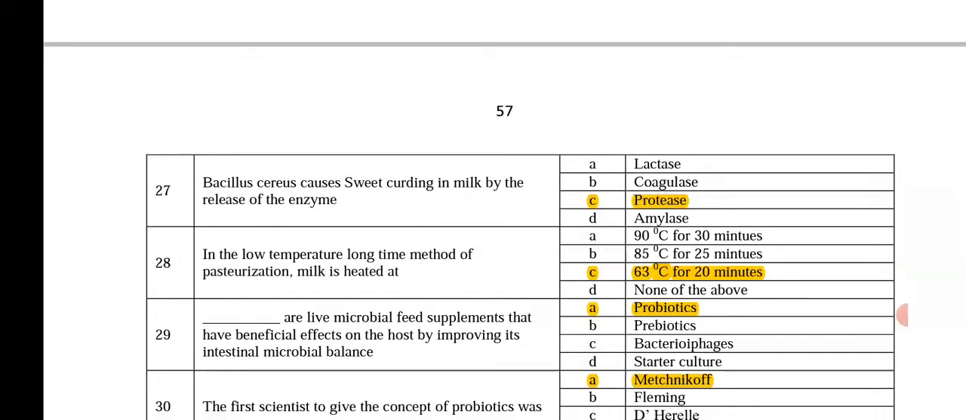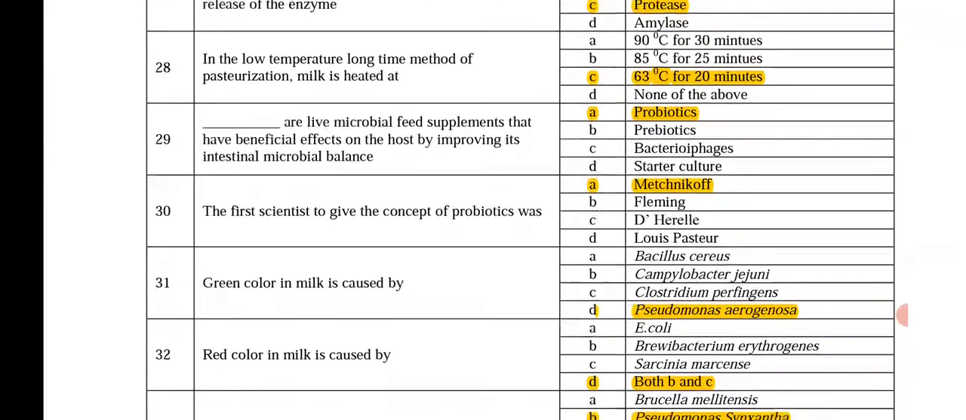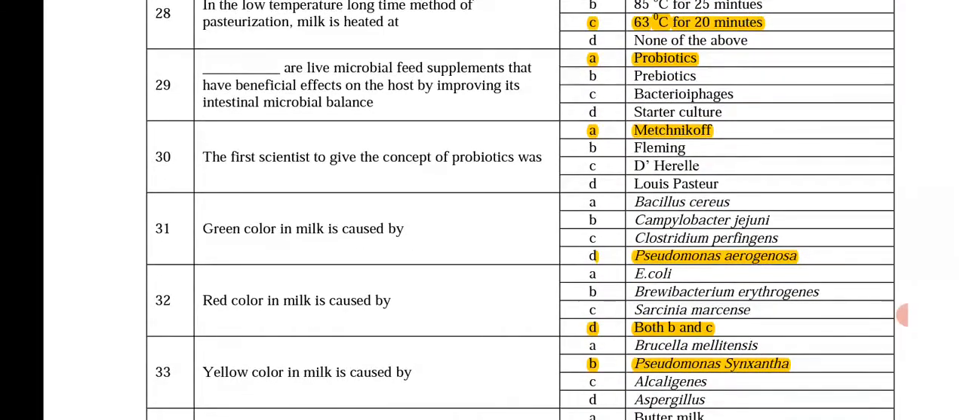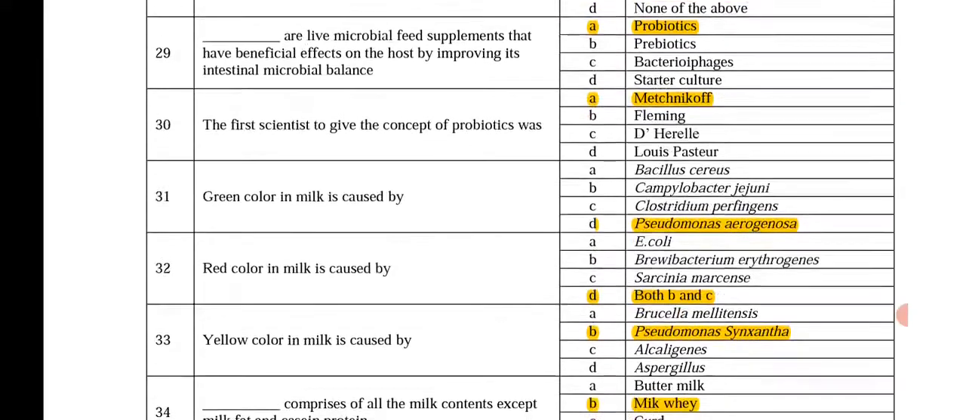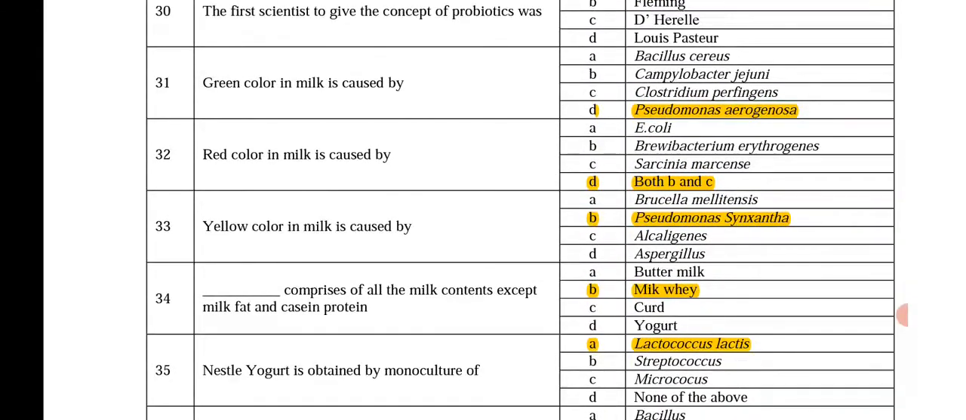Probiotics are live microbial feed supplements that have beneficial effects on the host by improving its intestinal microbial balance. The first scientist to give the concept of probiotics was asked in the question. Green color in milk is caused by Pseudomonas aeruginosa. Red color in milk is caused by both B and C, Brevibacterium erythrogenes and Serratia marcescens. Yellow color in milk is caused by Pseudomonas synxantha.